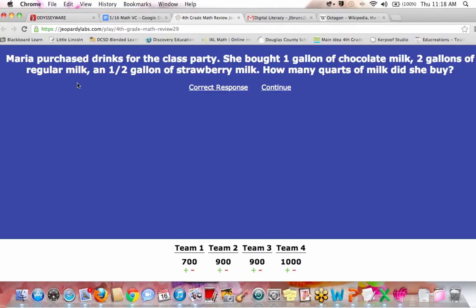Oh, goodness. Okay. Maria purchased drinks for the class party. She bought 1 gallon of chocolate milk, 2 gallons of regular milk, and half a gallon of strawberry milk. How many quarts of milk did she buy? I'm not showing my webcam. Okay, so add up the gallons, and then we have to convert it to quarts. Vero, you're pretty good at this. How many quarts are in a gallon?